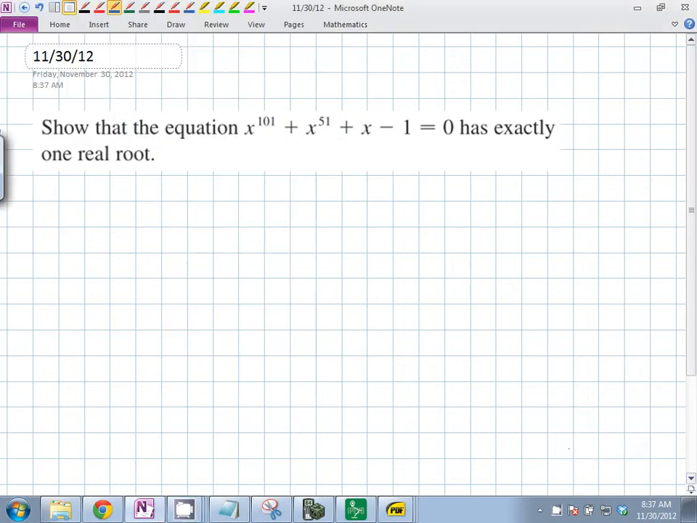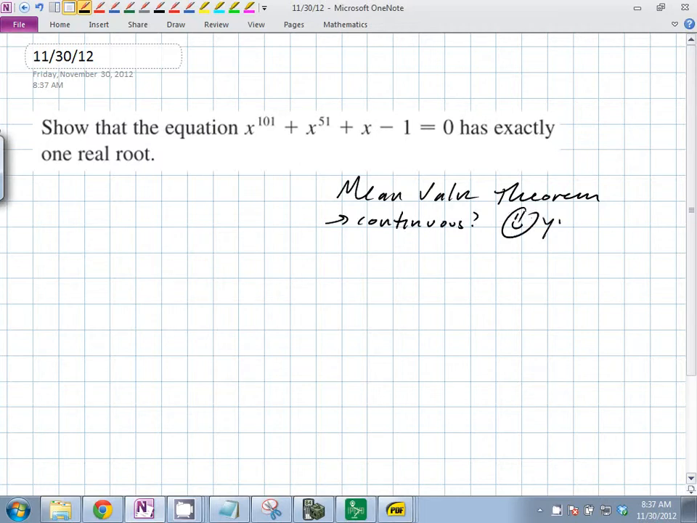How are we going to show that this has exactly one real root? Use the mean value theorem, exactly. In order for the mean value theorem to apply, what has to be true about this function? It must be continuous. Yep, sure is. It is continuous. Nice. Now what do we do?